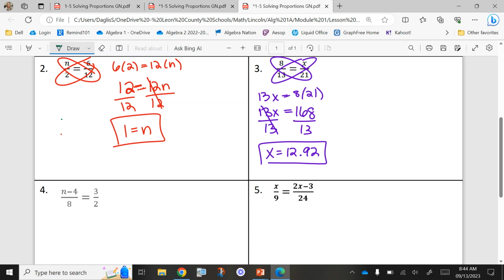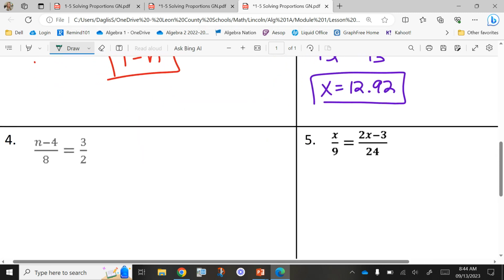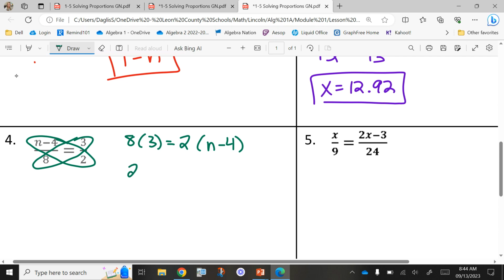We still set it up the same way. We still cross multiply. So my first piece right here, 8 times 3. Okay. This piece now is 2 times n minus 4, which should look familiar to us from our grouping. Remember when we did this with our grouping and solving? Okay. So 8 times 3, that's just 24. Over here, I need to distribute my 2. So 2 times n is 2n. And then 2 times negative 4 is negative 8.